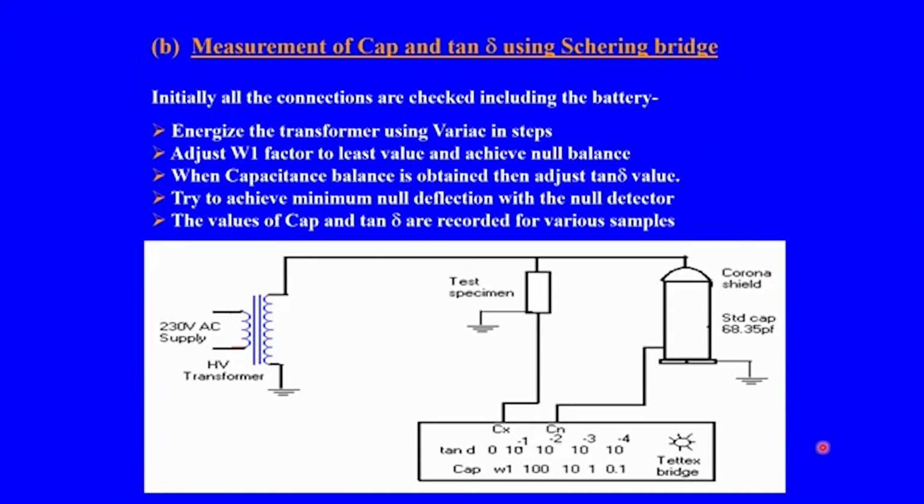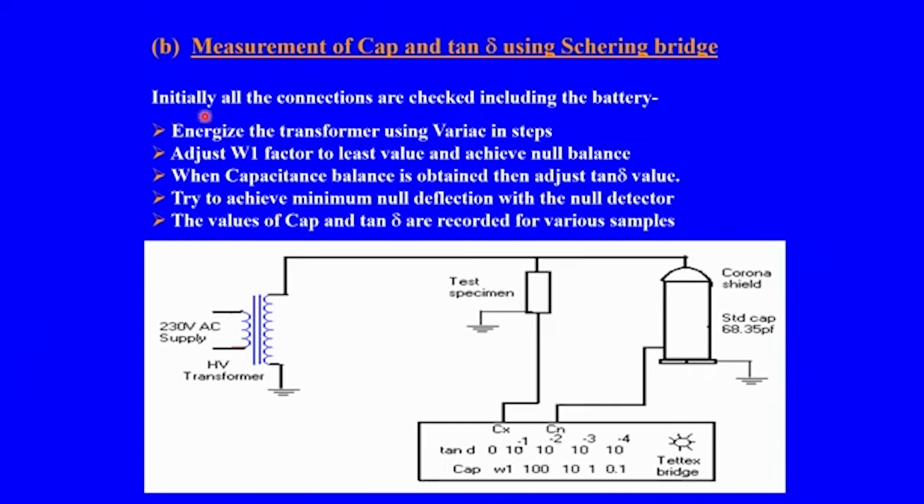This is a second type of bridge, like the transformer ratio arm bridge, which is known as a Schering bridge. Here, the high voltage transformer and the test specimen whose capacitance is to be measured are connected here, Cn being the standard capacitor. In the present case, the standard capacitor is 68.35 picofarad with a nitrogen filled insulating medium. So, this is employed here for the measurement.